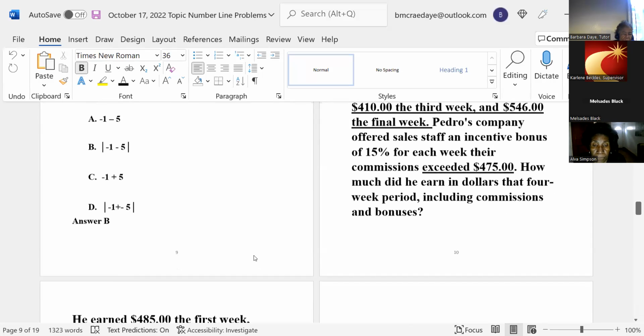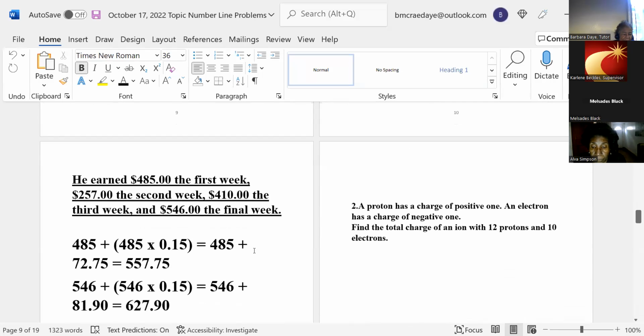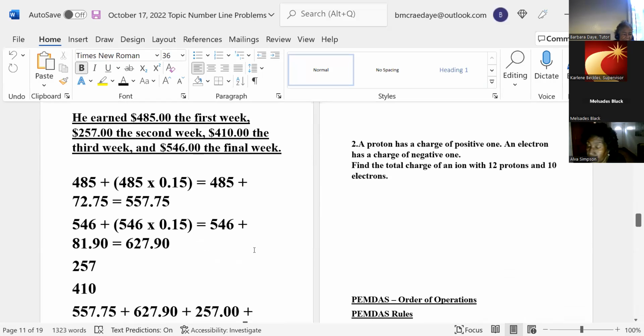So, Miss, are you saying he earned $485 the first week, and the commission was $275? No, the commission was $72.75. We're going to go over it. When you take 15% of the 485, you get his commission, 72.75. Then you add that to his earnings for the week.